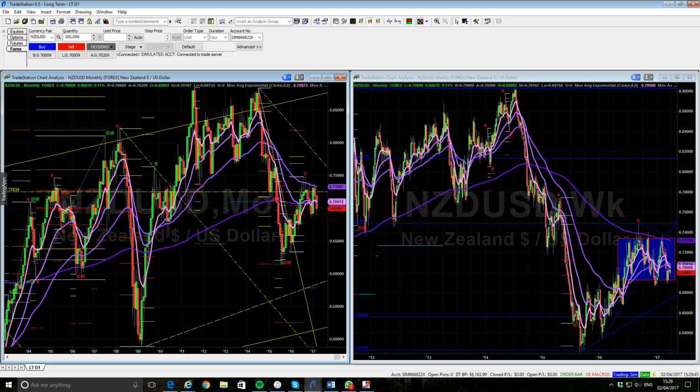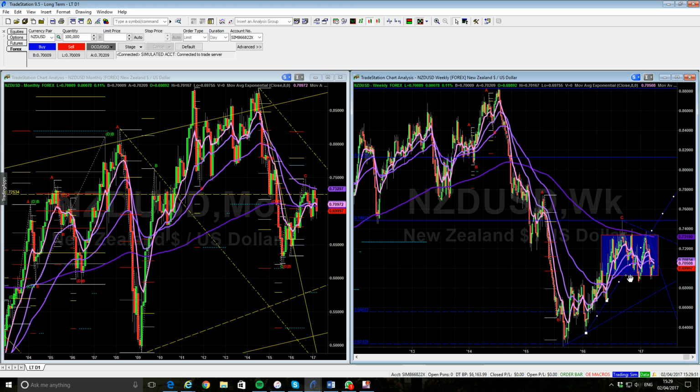On the weekly, we've broken an inner trend line bearishly. If I just remove this rectangle, that does indicate we're likely to go test the outer trend line at 0.68, and I think we do get there. I think we see weakness in both the Aussie and the New Zealand. They are correlated, so it is likely that they both come off at the same time.